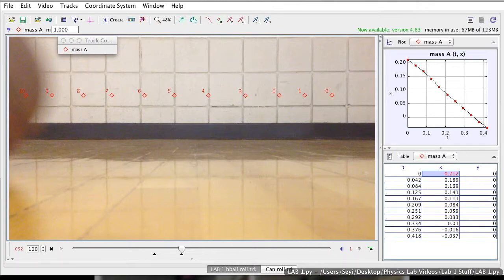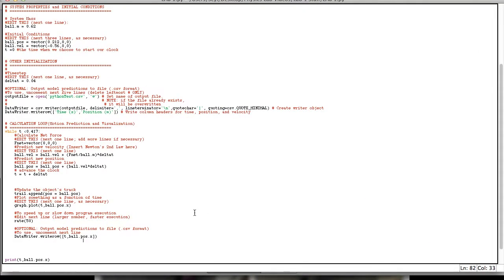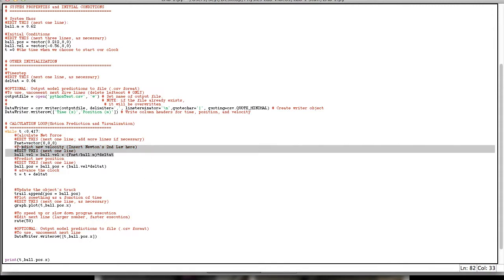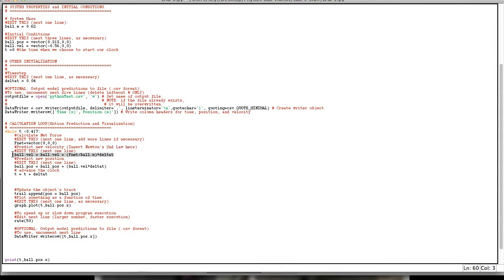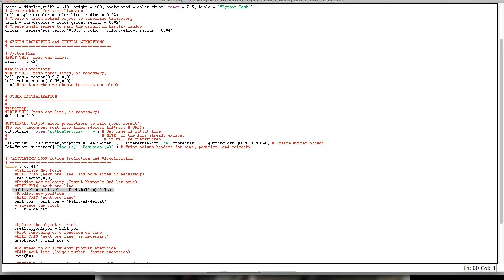Now, given that information, I can now put it into Python code, which generates a predicted position for me using Newton's second law, which is shown here. Now, I also calculate for the mass, which is 0.62 kilograms. As I said, the initial position is 0.212 meters, and the ball's velocity is negative 0.056 meters per second.